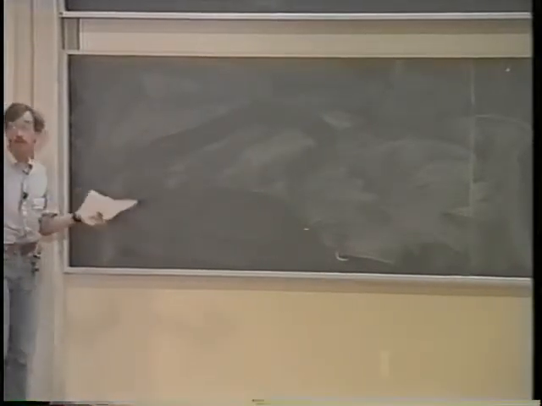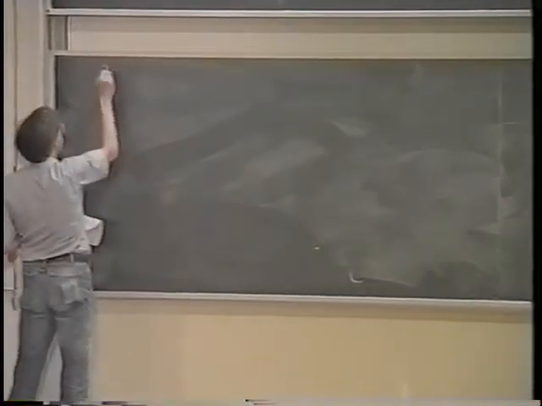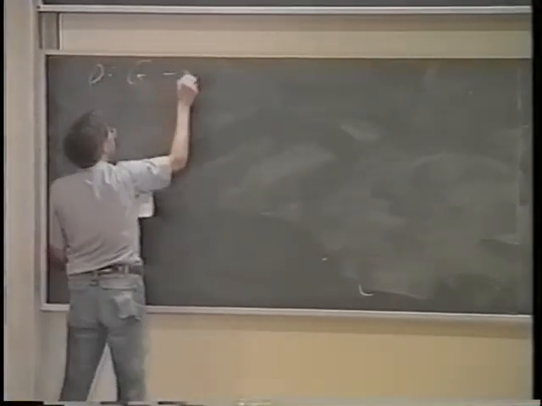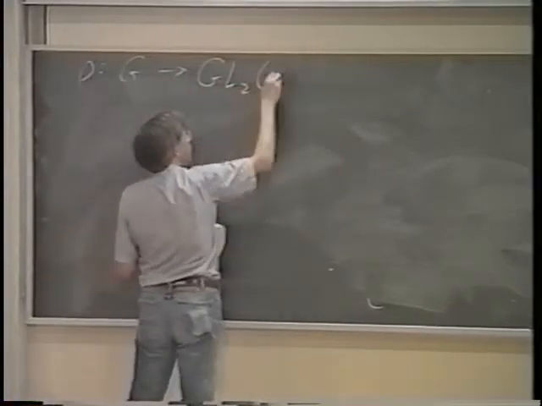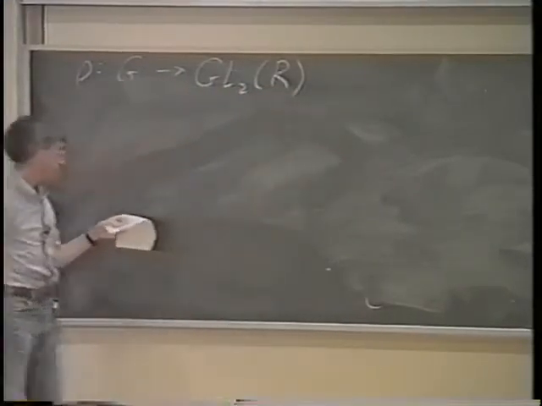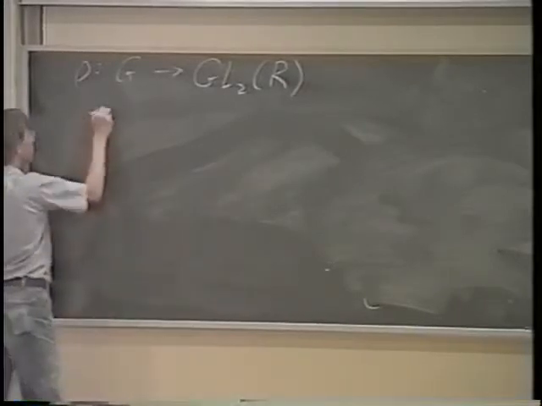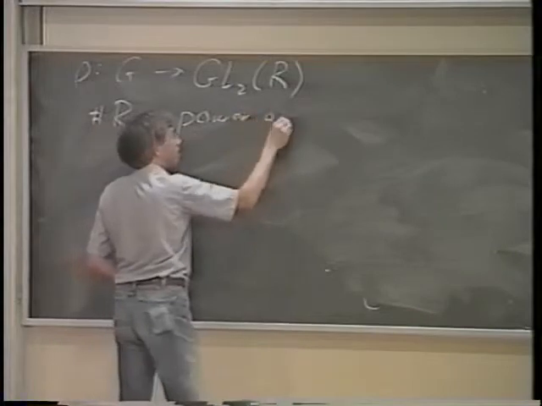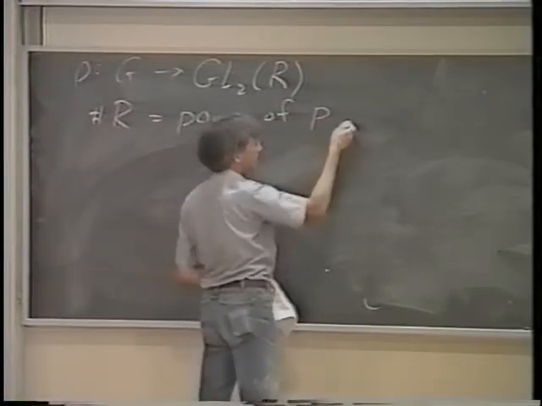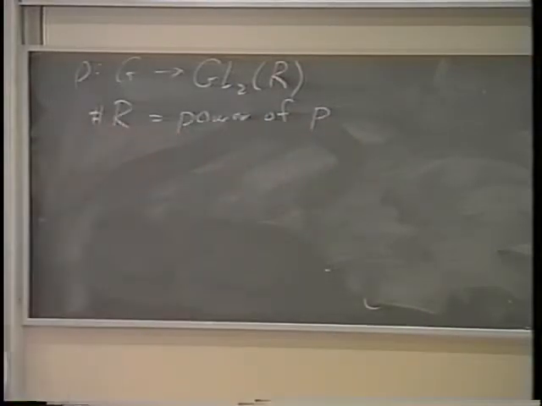Okay, so we've got to see what kind of local conditions are going to come in. So we're going to have a ρ mapping G to GL2(R) all the way. And we're going to make the order of R a power of p, where p is a prime, which you can take to be 3 or 5, I think, for the purposes of this conference. It's not the p in Fermat's Last Theorem, or not necessarily.